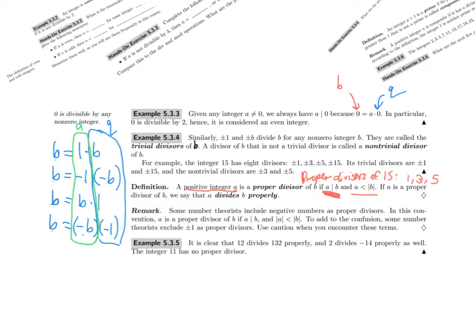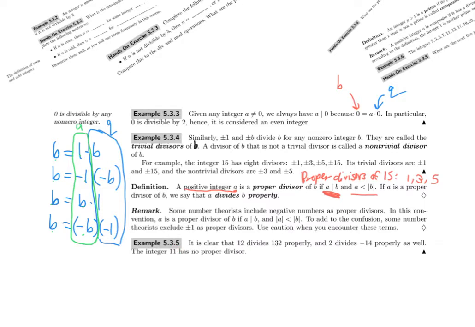There's a quick remark about different conventions in different books, different conventions among different number theorists. You could include negatives in the definition of proper divisors. Sometimes they don't include 1 or negative 1 as proper divisors. This is why it's important for you to understand how to work with definitions and to verify what definition I am supposed to be using in the given context. So that's a very important skill to have.